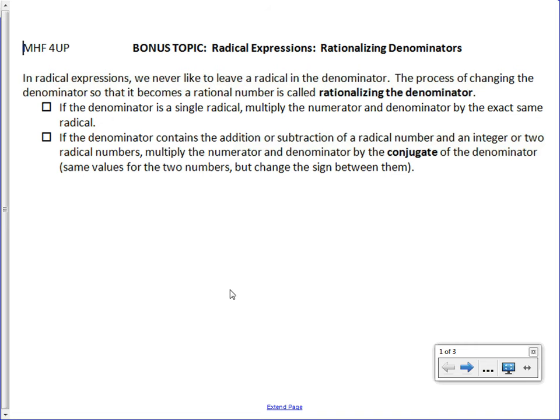Remember, a rational number is a number that can be written as a fraction, so meaning basically not a square root number. Okay? And so if the denominator is a single radical, multiply the numerator and denominator by the exact same radical. So you might be familiar with this from trigonometry. Do you guys remember that sometimes this value showed up as an answer to one of the special angles? Sine of 45 degrees was 1 over root 2. Remember, this is like a flashback.